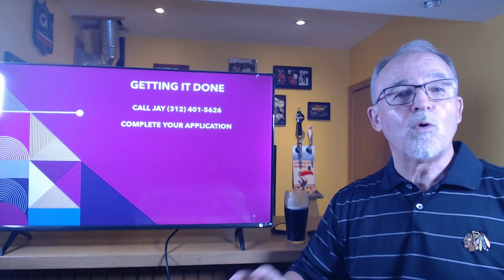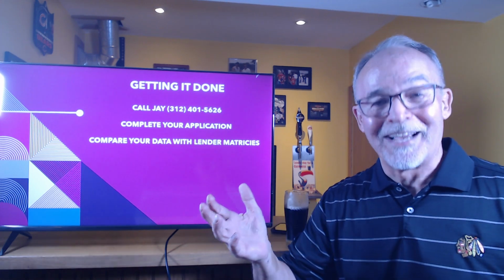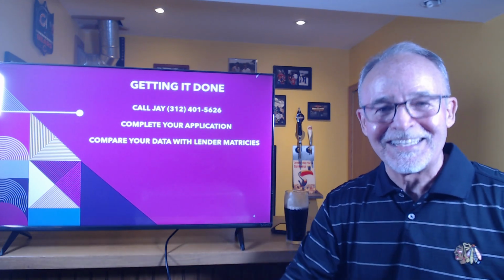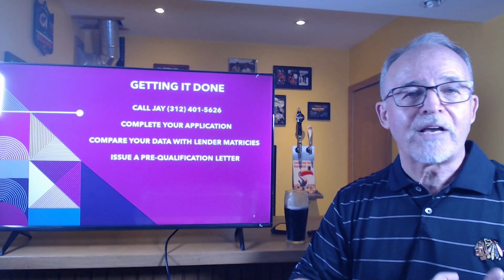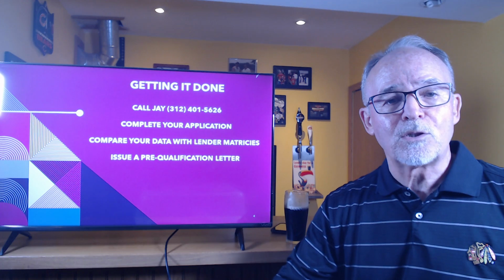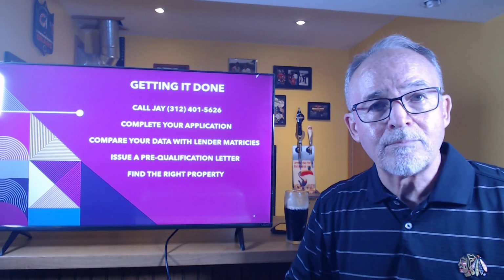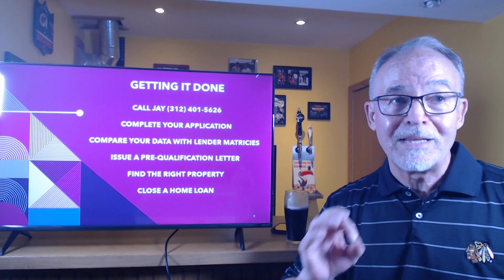And once you're locked in, then we're going to compare your data with the lender matrices, and then we're going to issue a pre-qualification letter. We're going to get that pre-qualification letter to you, your agent, and get you out looking for a piece of property. You're going to find the right property, and you're going to close a home loan, and it's going to be that easy.